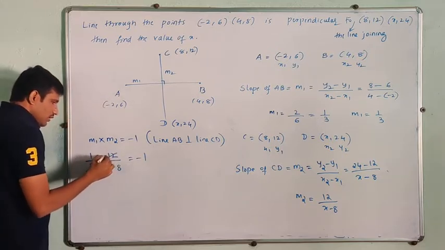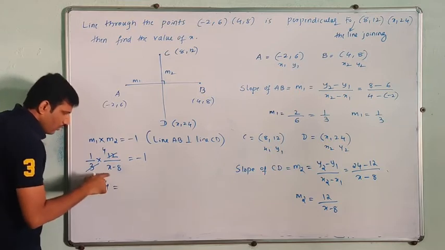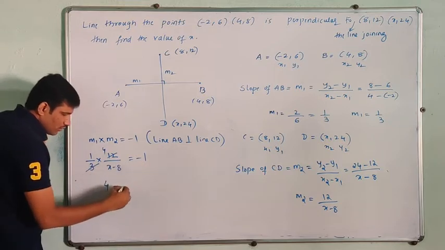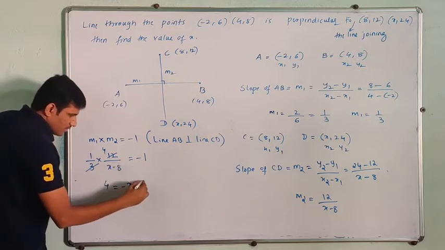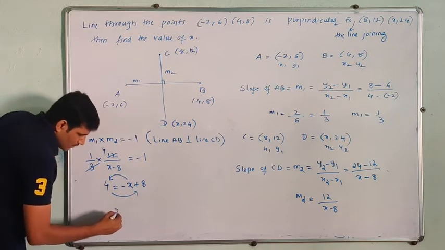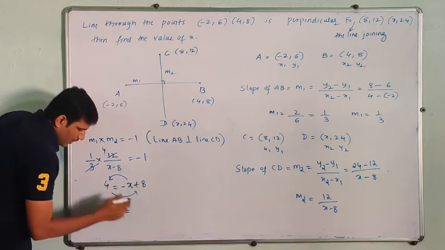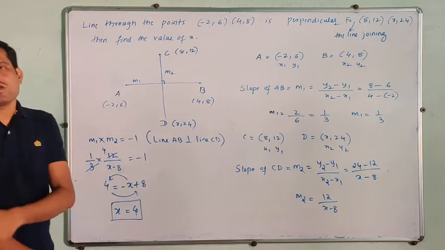Now 3 ones are 3, so 4 is equal to, cross multiply, x into minus 1, minus x minus 8 into minus 1, that is minus x plus 8. Now bring this x here and 4 here. So minus x will become plus x, 8 minus 4. Therefore, the value of x is 4.